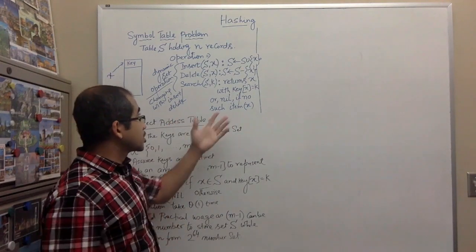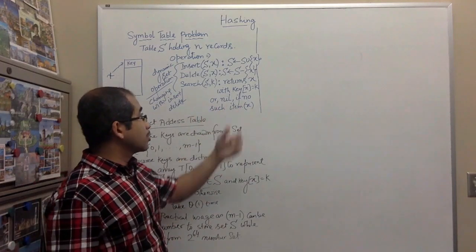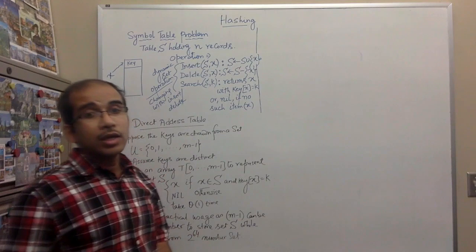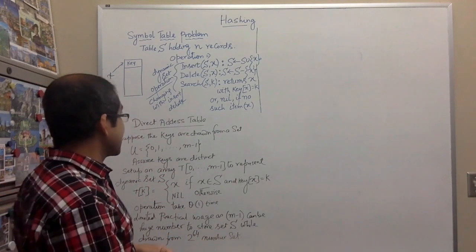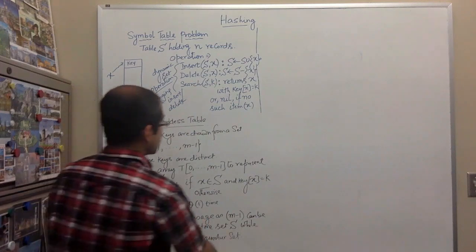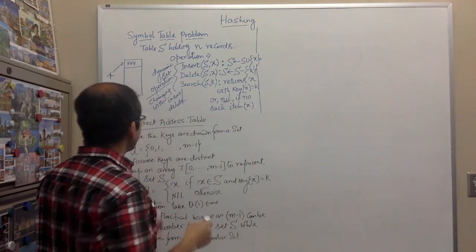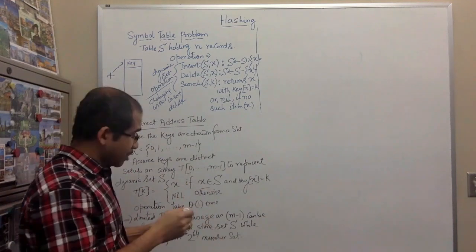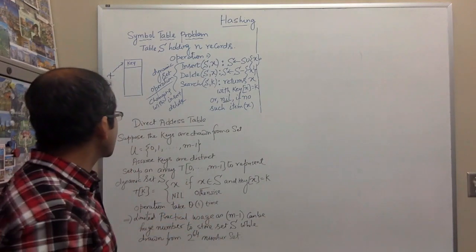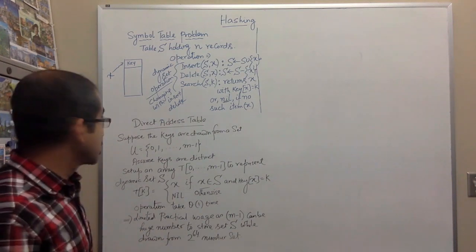It will return the record if the corresponding record with its key is present in the table. Otherwise, it will just say nil, that there is no such record, if no such item exists. So these are all dynamic set operations. The table actually changes with all the insertions and deletions of records.